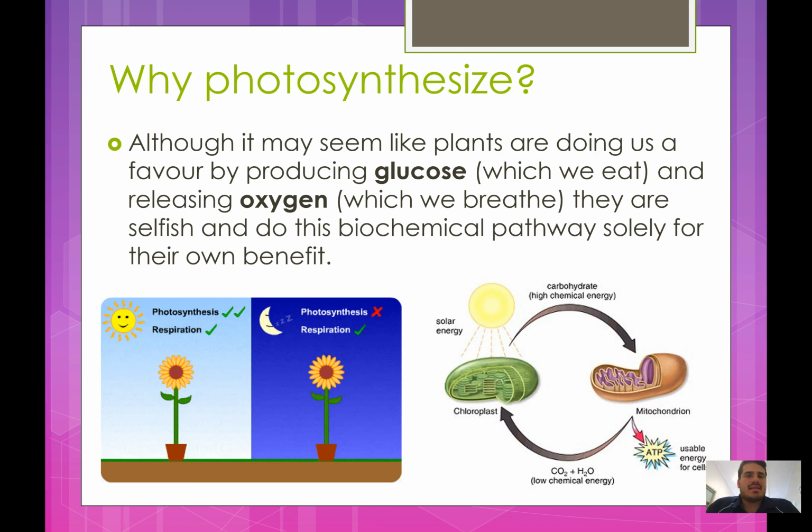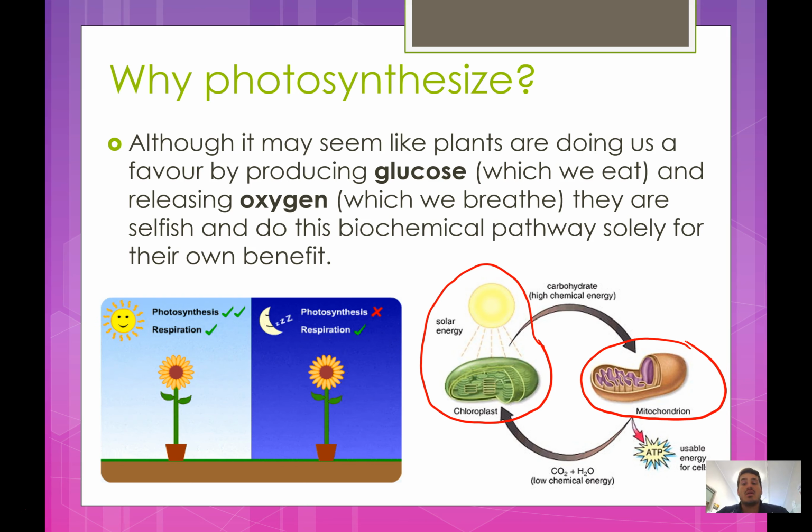So why photosynthesize? Although it may seem like plants are doing us a favor by producing glucose, which we eat, and releasing oxygen, which we breathe in, they're actually really selfish. They do this biochemical pathway just for their own benefit. Mainly through that process of photosynthesis, which we can see here, we're producing a carbohydrate, glucose, which is later going to be used in cellular respiration, which we're going to look at later.